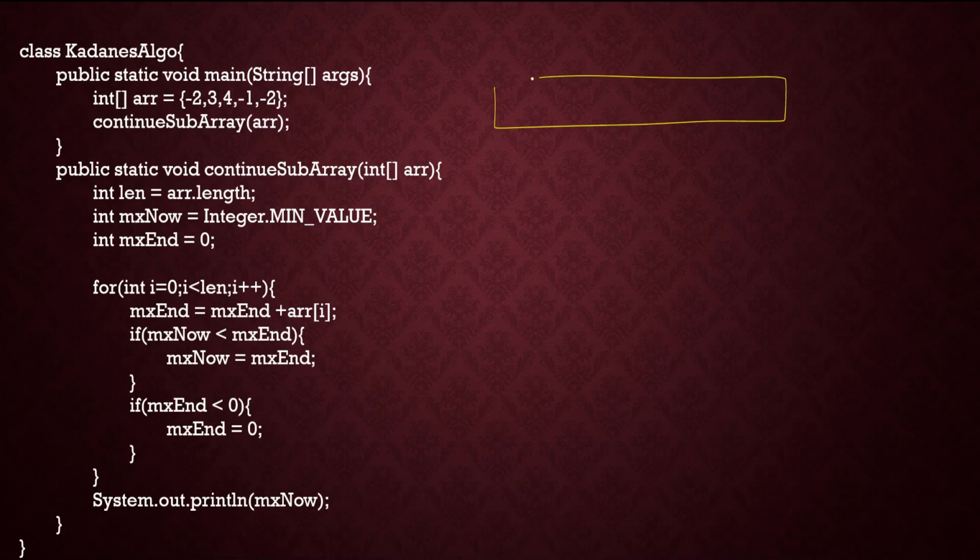Let me create one array which is given to us. The array's values are -2, 3, 4, -1 and -2. Indexes are 0, 1, 2, 3 and 4. Now the length will be 5, because 0 to 4 is 5 values. So the length will be 5.